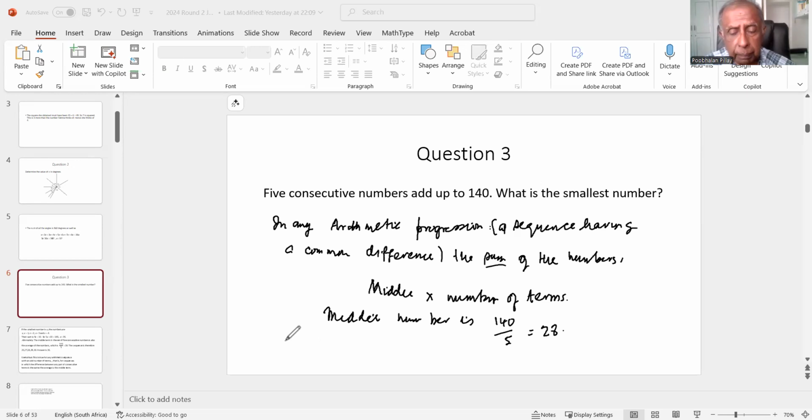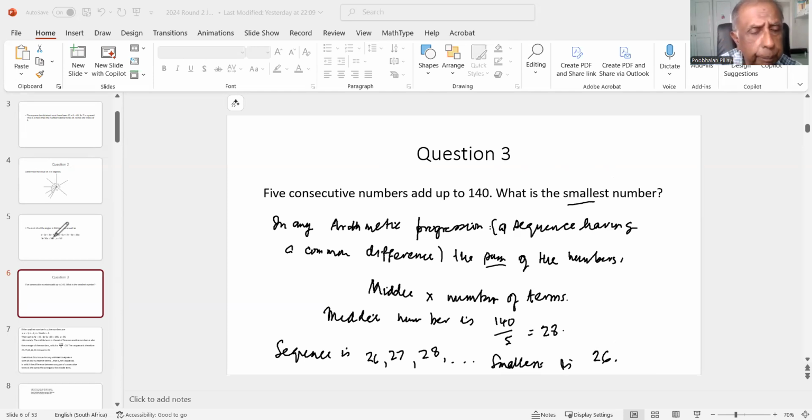So the sequence must be 28 in the middle here. And you must have 2 on either side. And you've got 29 and 30 here. So the smallest, that's the question, the smallest is 26. Okay, you could have done it using symbols. I'll do that quickly.